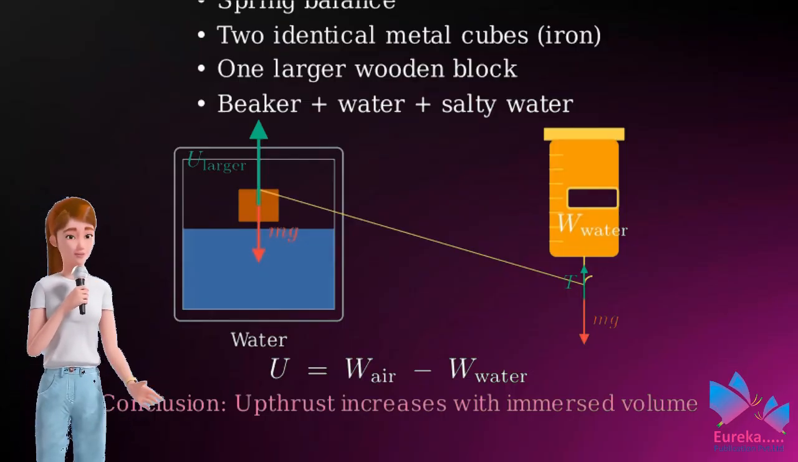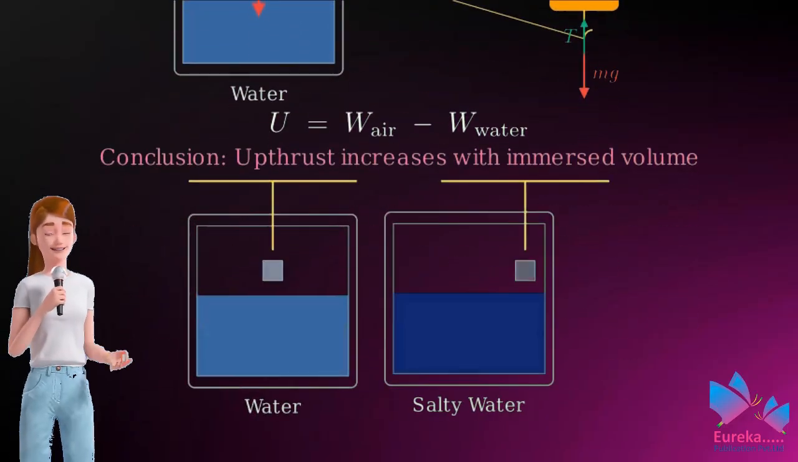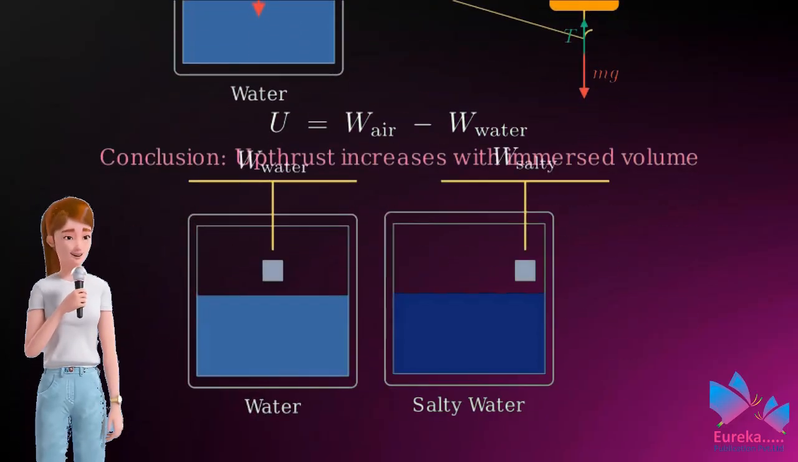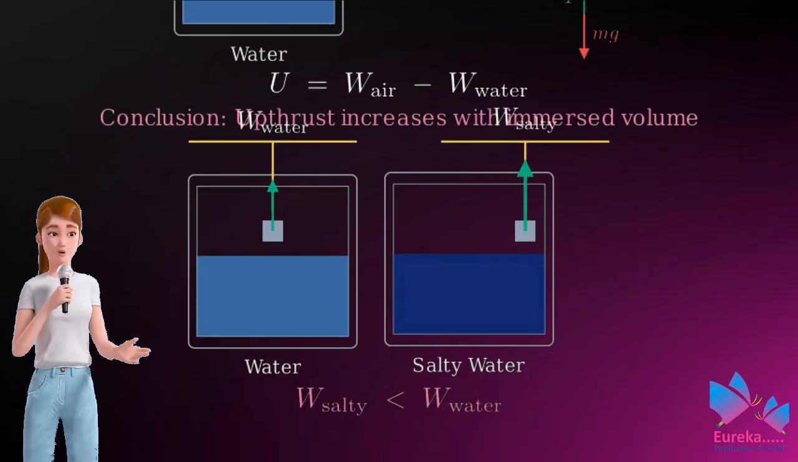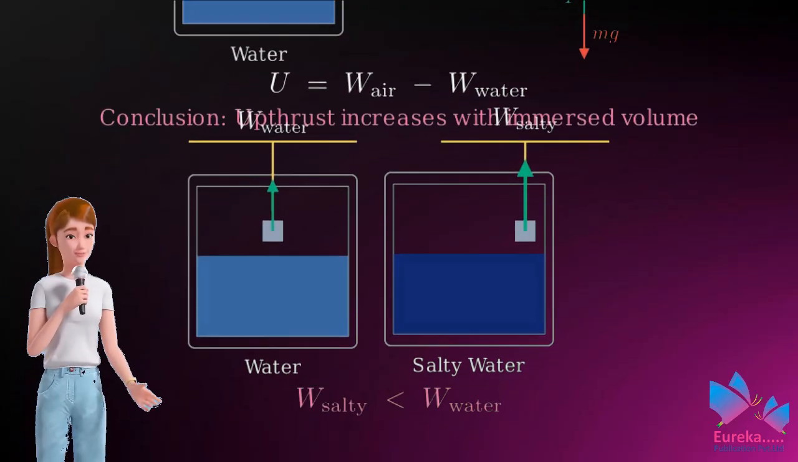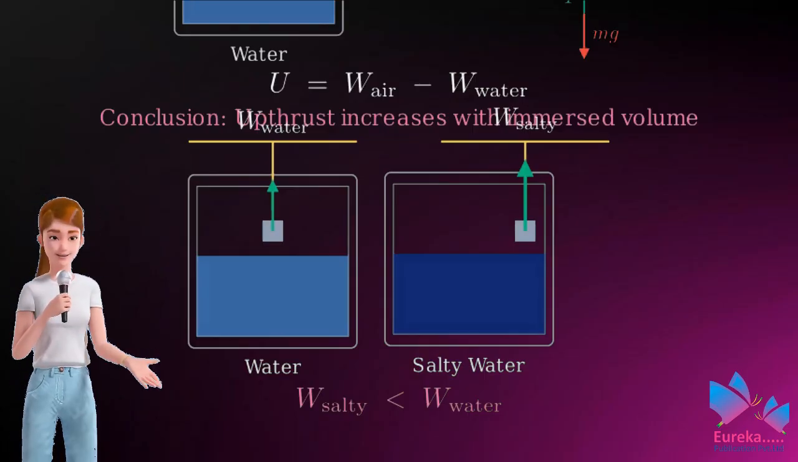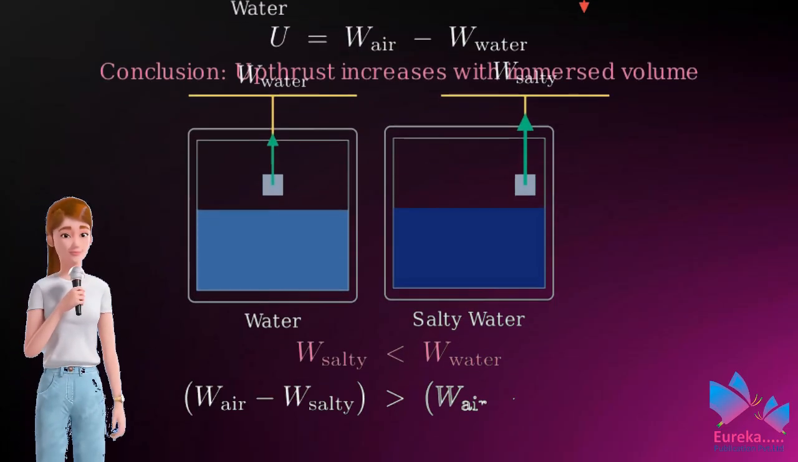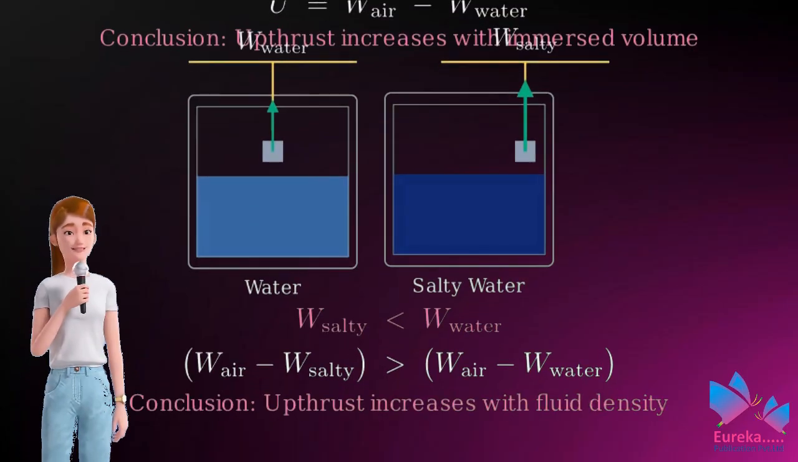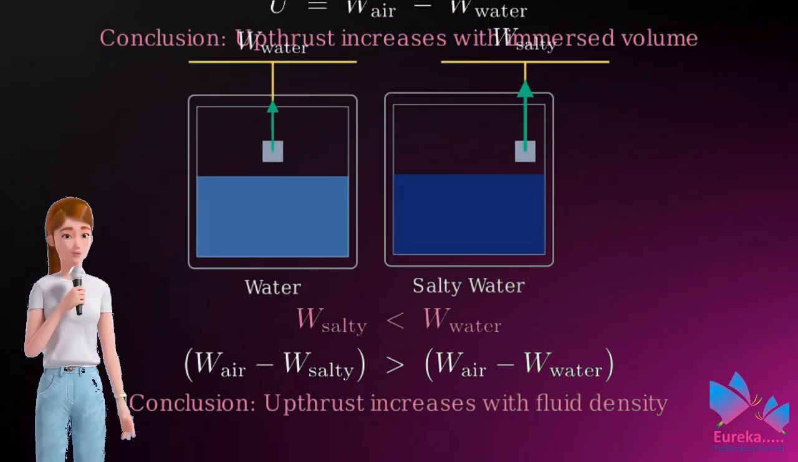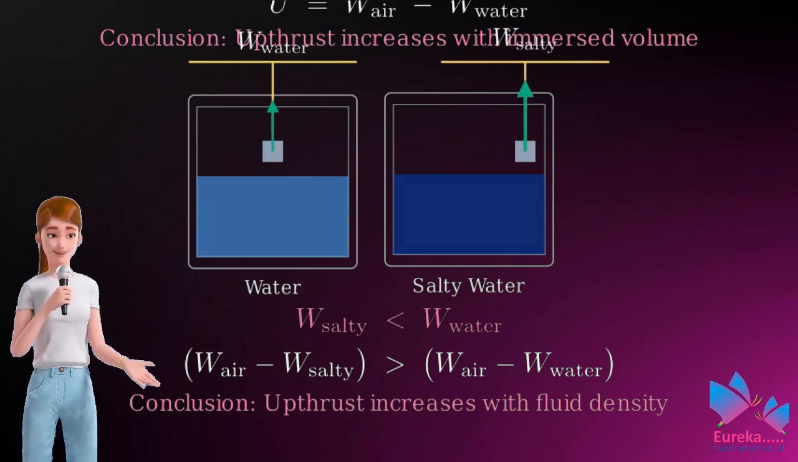Take the same iron cube. First immerse it in pure water, and note the reading, call it W sub water. Now immerse it in salty water, and note the reading, call it W sub salty. You will find W sub salty is less than W sub water. That means the apparent loss in weight, W sub air minus W sub salty, is larger in salty water. The denser fluid exerts a greater upthrust.